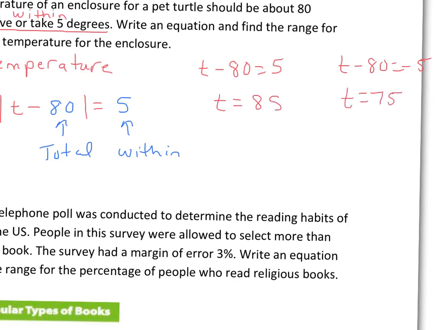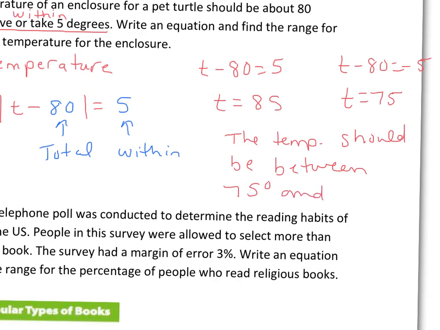Okay, and again, writing a sentence. So the temp should be, instead of within, let's say between. The temperature should be between 75 degrees and 85 degrees. So that would be our sentence.